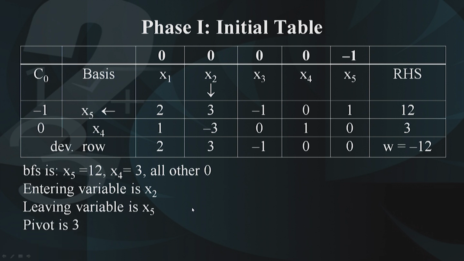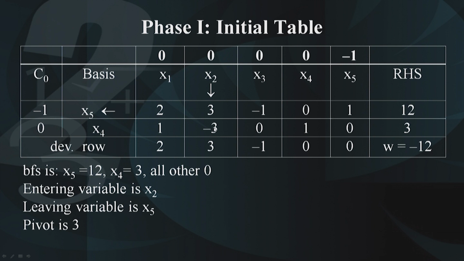This indicates that our pivot is nothing but 3. So, 3 is our pivot, and we have to make this 3 as 1 and the other entry as 0.